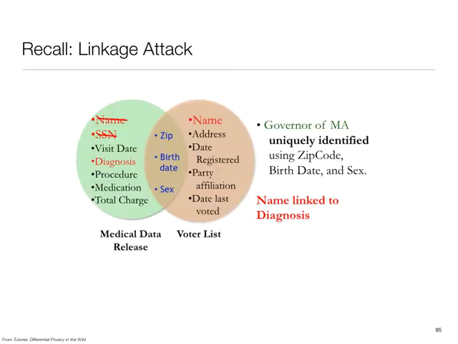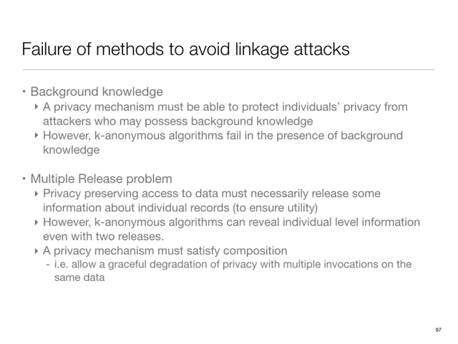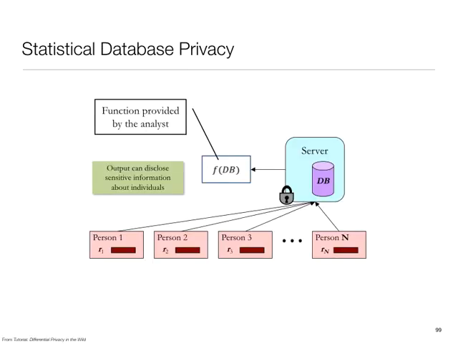So remember the linkage attack stuff and all, quasi-identifier, we have seen it. But bottom line is that those methods kind of failed to work.